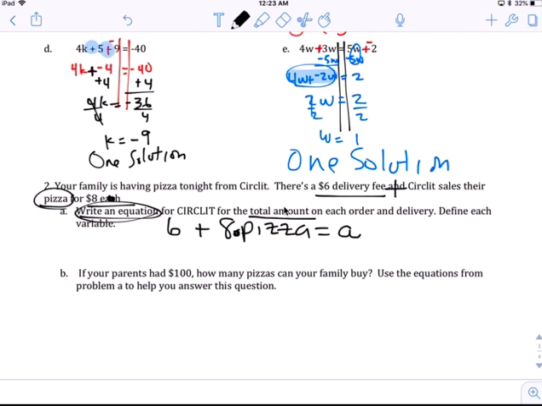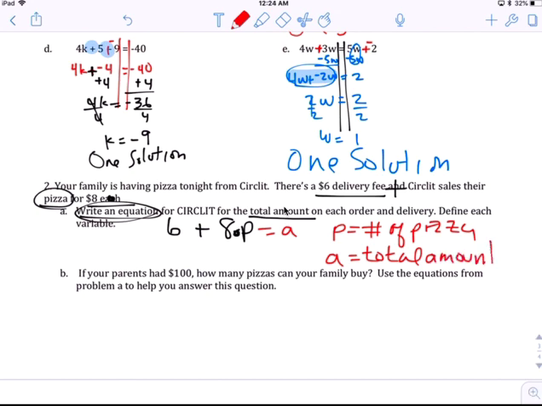Define your variable. Okay, so they don't want you to write the whole word pizza. So you're going to write p equals the number of pizzas you're going to order, and A is the total amount in cost, right?